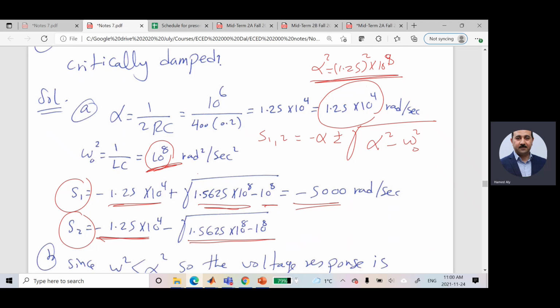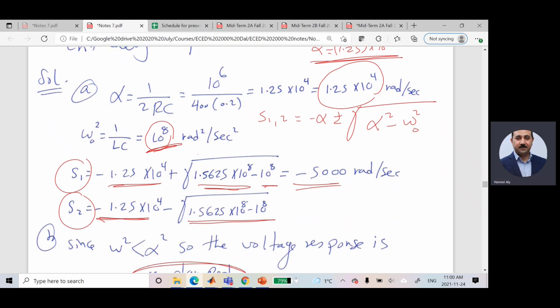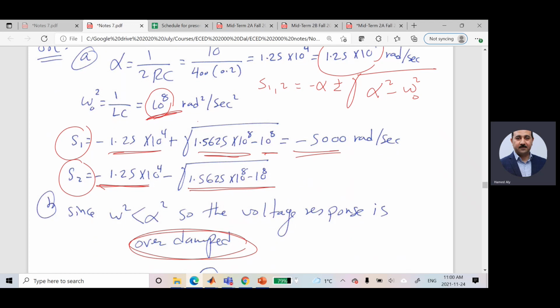Do you have any question, guys, for that? Any question? Okay, what is the next step? He asked me about the response. I said it is overdamped because alpha squared is greater than omega O squared.